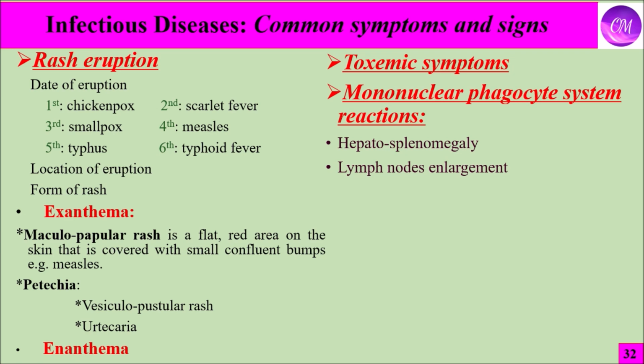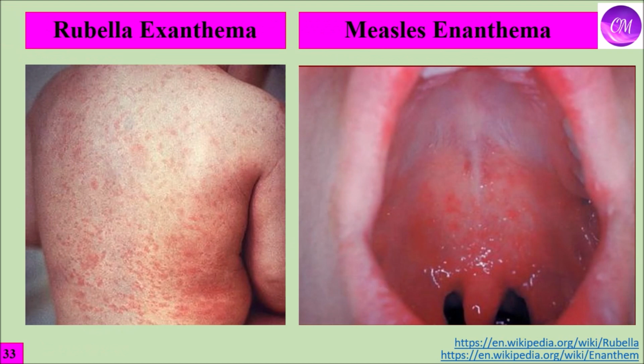Maculopapular rash is a flat red area on the skin that is covered with small bumps, such as in measles, and petechiae. Also, there may be vesicular-pustular rash and urticaria. And enanthema we can find in the mucous membranes. Then, toxemic symptoms may be found in infectious diseases, and the reactions of the mononuclear phagocytic system, such as hepatosplenomegaly and enlargement of the lymph nodes.